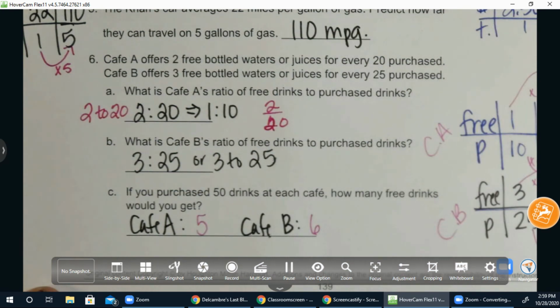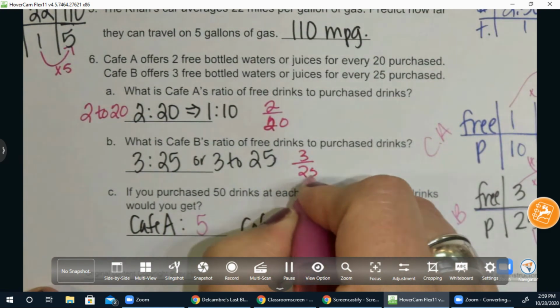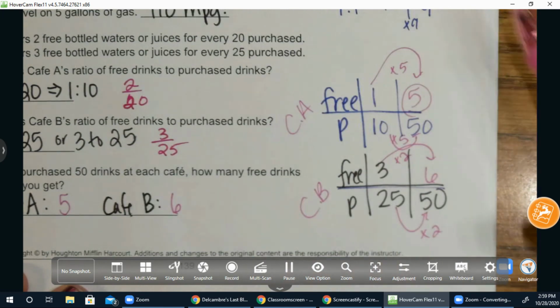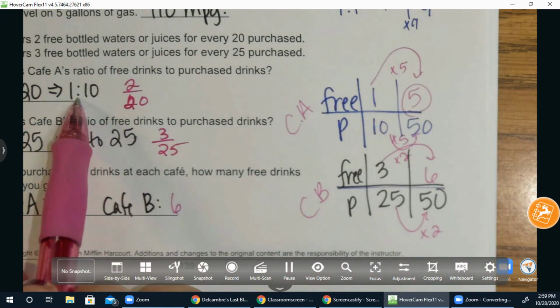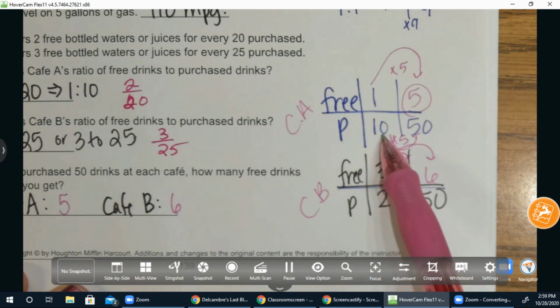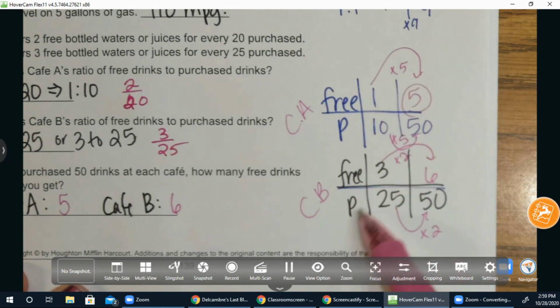All right, Cafe B was 3 to 25, or 3 over 25. Now, how many free drinks would we get? So that's where that 1 to 10 came in. So Cafe A, you get 1 free drink for every 10 purchases. So if I have 50, I'd multiply by 5. 1 times 5 gives me 5, so I would get 5 free drinks.